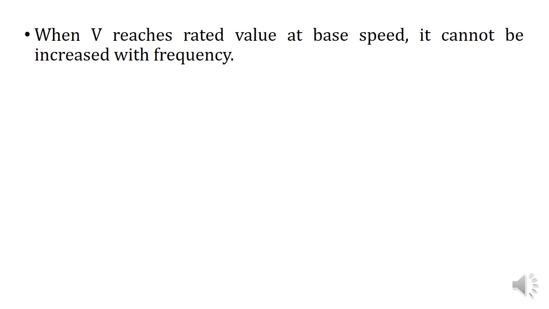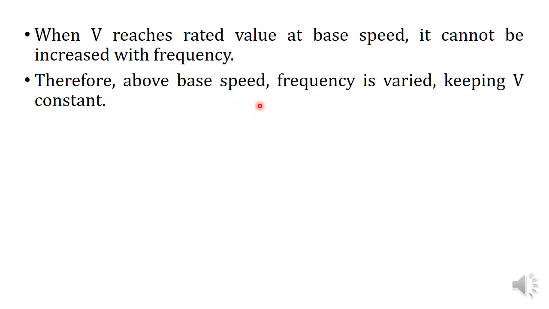Now, let's see what happens when the voltage as well as frequency reaches their rated value during speed control. When the voltage reaches the rated value at base speed, it cannot be increased with frequency. This is because the machine should not be operated above its rated voltage. Otherwise, the machine insulation may get damaged. So we can't increase the voltage beyond that value. We have to maintain the voltage constant at its rated value. So above base speed, the frequency is varied in order to control the speed, but the voltage is maintained constant.